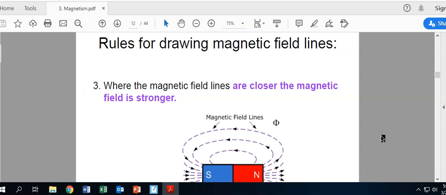When the magnetic field lines are closer, the magnetic field is stronger. That is the exact same rule for electric fields. When electric field lines are closer, the field is stronger.